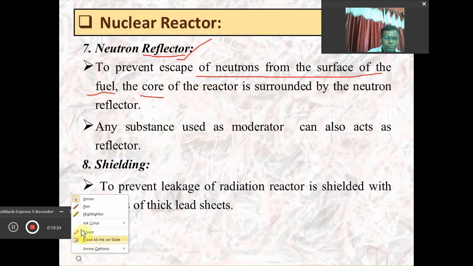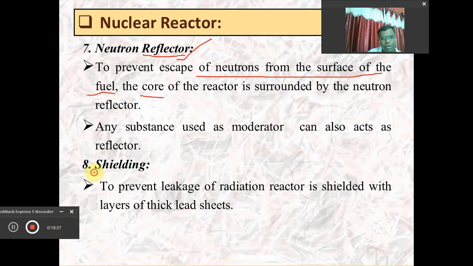Another component of this nuclear reactor is called shielding. Actually, shielding is the protective component, and in order to prevent the leakage of radiation, the reactor is protected or shielded with layers of thick sheets of lead, and those thick lead sheets are called the shielding material or the shielding covering.